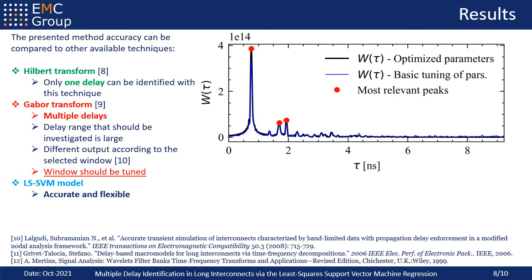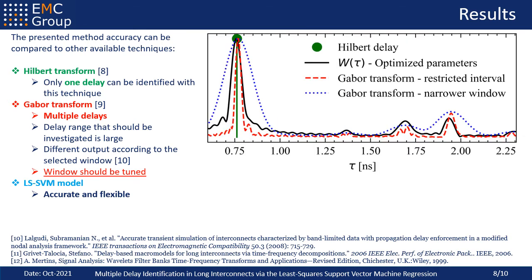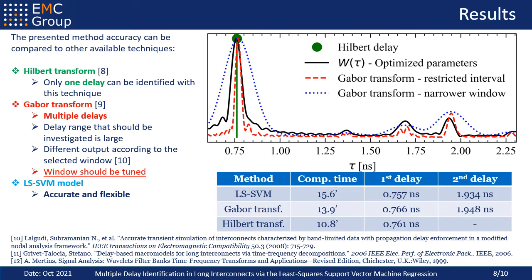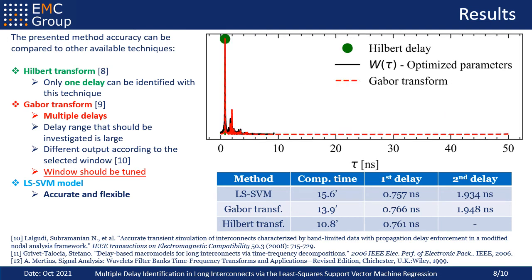Now I will show some more details about the delay identification and compare to previous literature. So from that previous model, we are able to identify the dominant delays as peaks in this curve here. And we can compare them to other techniques available for this and see that they are accurate, with the advantage that we can find multiple delays and have a proven method to tune the parameters, which is the cross-validation, while also optimizing the interval where the delays should be found.